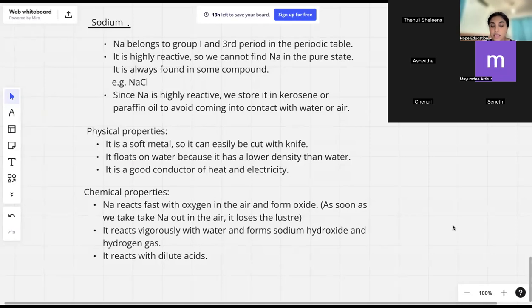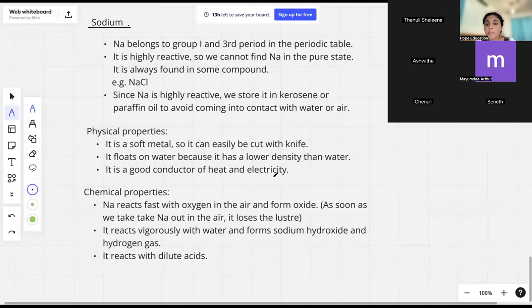Let's say a strong acid fell onto your hand, your hand will get injured, right? So there will be a blister on your hand. When an acid falls onto your hand, it can hurt badly. So a dilute acid means an acid that you have mixed with water, right? Anyway, sodium also reacts with dilute acids. It reacts with any acid, right? So these are the chemical properties of sodium.